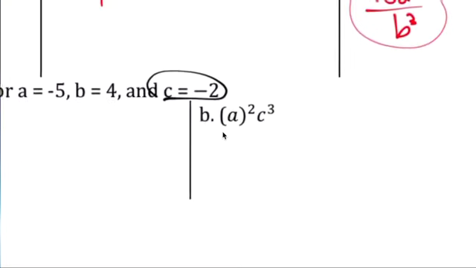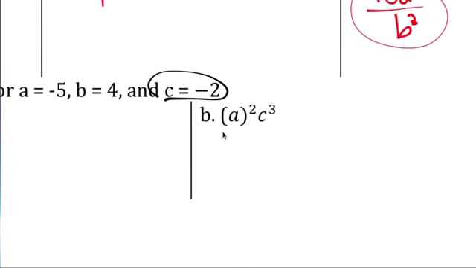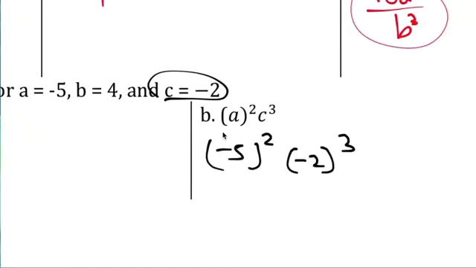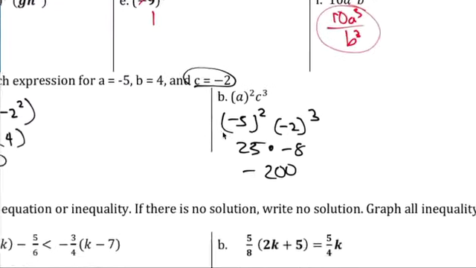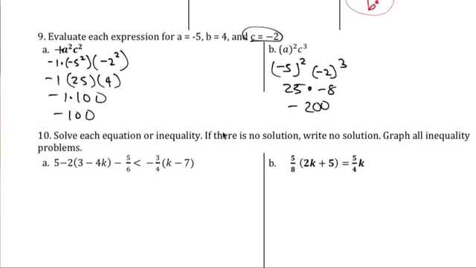This is a, so a to the negative 5, negative 5a squared times c. C is negative 2 cubed. It's 25 times negative 8, which is negative 200. All right, that's how you do that.